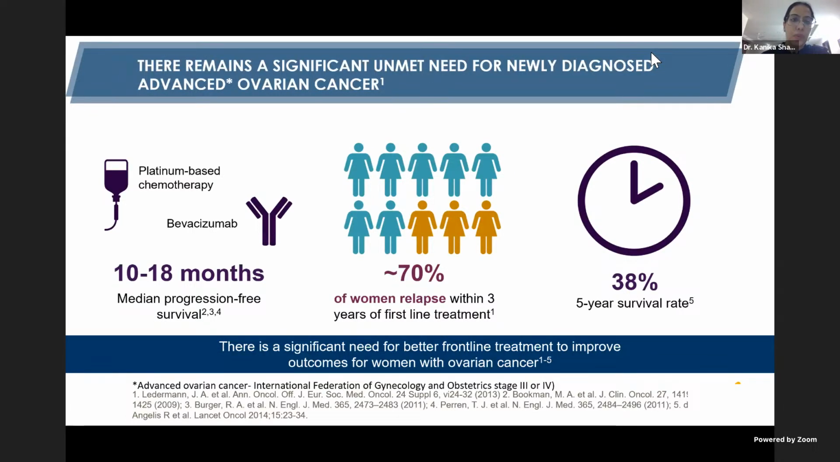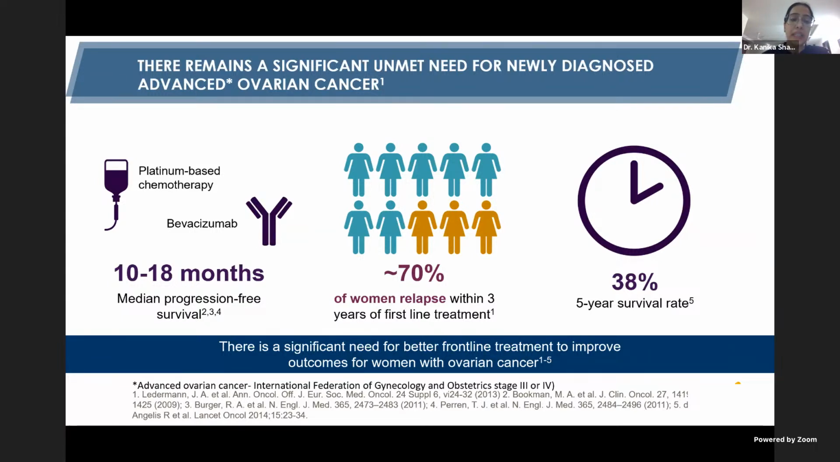As we know, there remains a significant unmet need for newly diagnosed advanced ovarian cancer. It's actually a dreaded disease. Even if the patient has a complete response, we are still scared, and we counsel our patients that 60 to 70% of them are eventually going to relapse, and we are also mentally prepared from the start. But for the patients and the attendants, it's very difficult, because after all the treatment there is still a high chance of the tumor coming back.